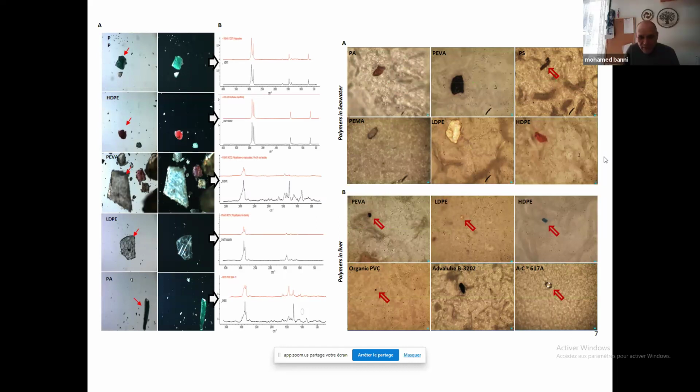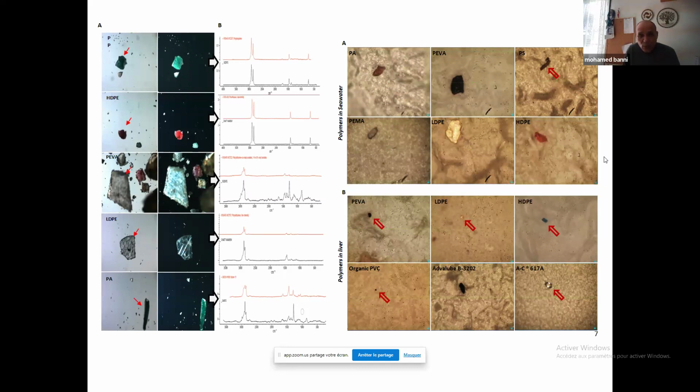Yes. Micro-Raman is a technique that will identify, on a specific filter first, because you are using a specific filter with specific porosity, so you know more or less the dimension of your microplastic.